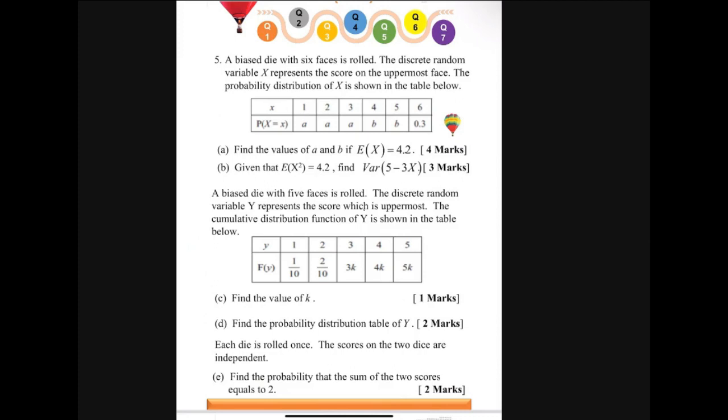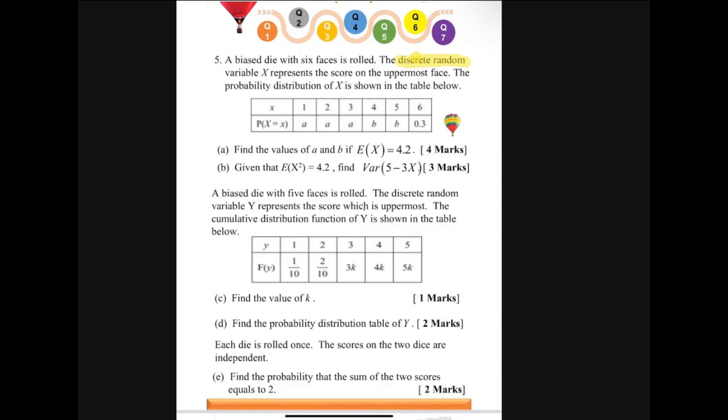This is topic 8. So for topic 8, we have two different types of question, whether it's a discrete random variable or a continuous random variable. So you have to be very careful for that part. Okay. So question number 5, we have a biased die with 6 faces that is rolled, and then the discrete random variable x represents the score on the uppermost face. And then the probability distribution is shown in the table below. So we have a discrete case here, and then we have a table. For part A, we have to find the value of a and b if E(X) is 4.2.